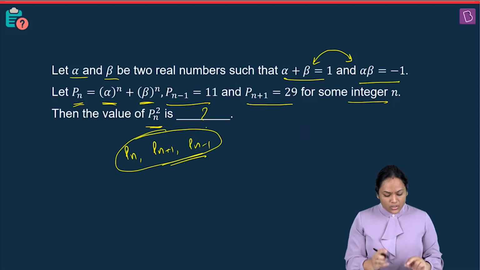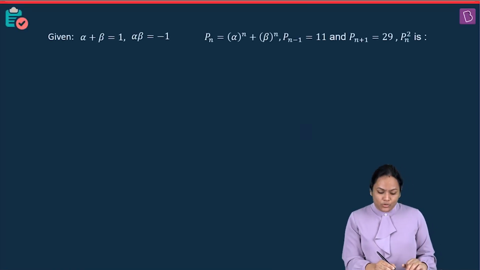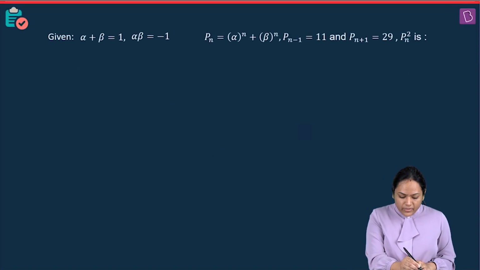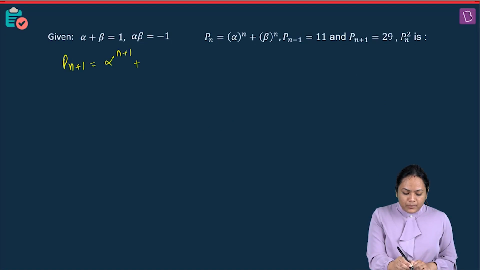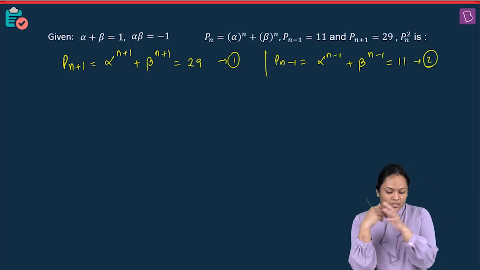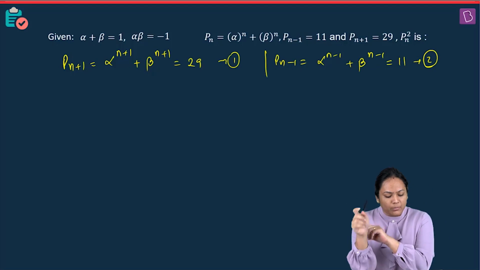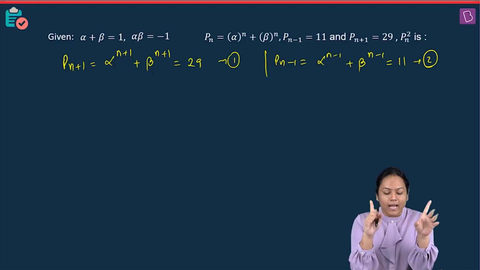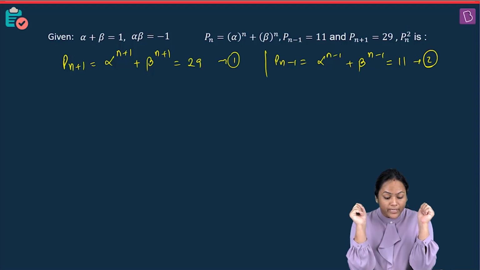Let's do that first. My Pn is given to me. So if I write Pn plus 1, this value will be equal to alpha raised to n plus 1 plus beta raised to n plus 1. This is equal to 29. Let me take this as 1. Similarly, if I write Pn minus 1, it will be alpha raised to n minus 1 plus beta raised to n minus 1, which is equal to 11. Let me take that as 2. So I have these two equations and I have to somehow find a relation between these two and Pn. So let's see what we can do.